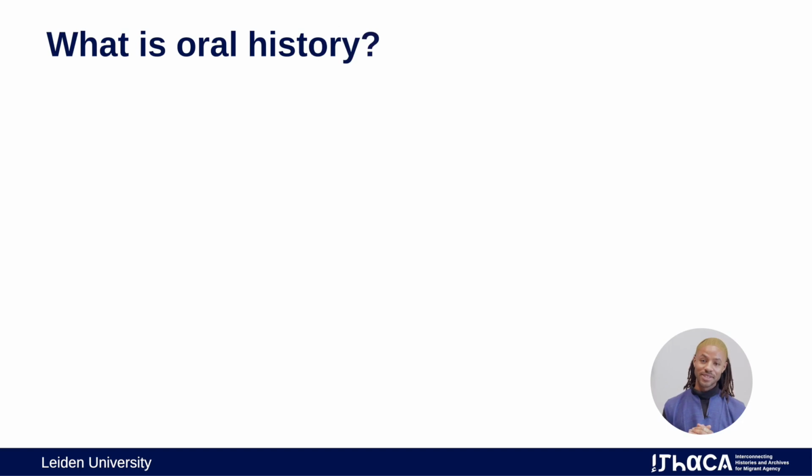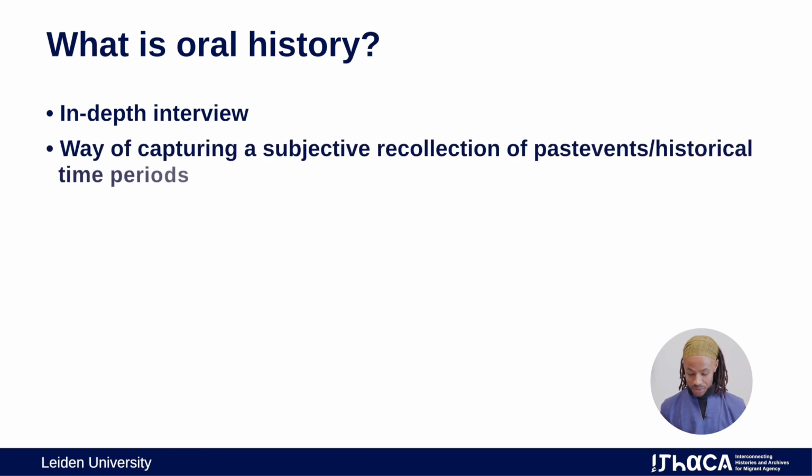So what exactly is oral history research? So oral history is a qualitative research method. It's a form of an in-depth interview, usually taking place in a semi-structured interviewing format. And historians would often make use of this method as a way to capture a personal recollection on certain historical events, or to get more insights on life in a particular historical period.